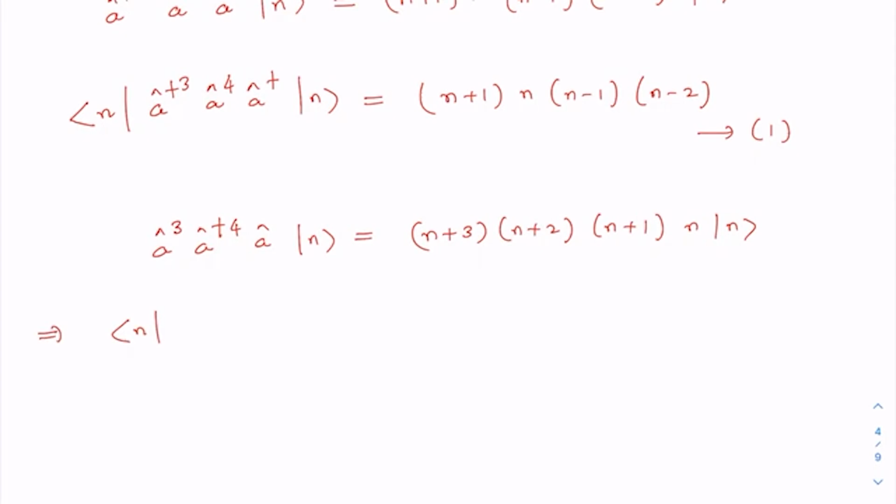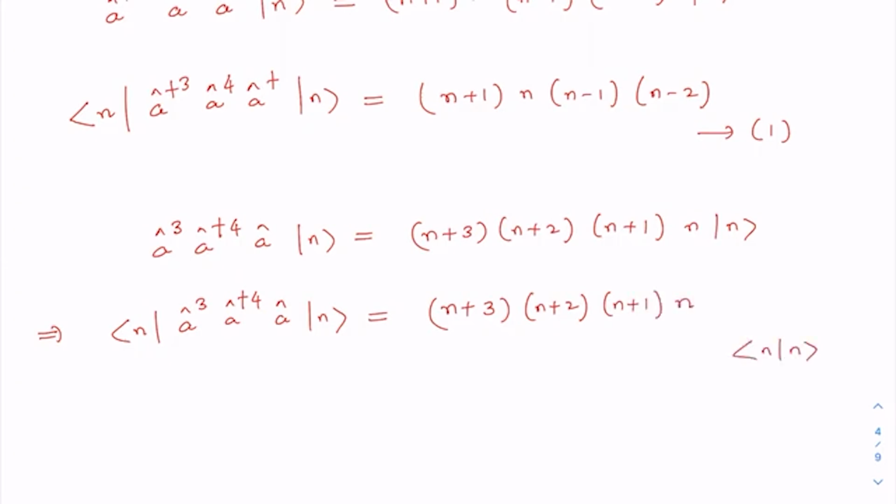From here, if I multiply it by bra n, then I will get a cubed a dagger to the power 4 a, that would be equal to (n plus 3)(n plus 2)(n plus 1) n, because we know that the norm is equal to 1. Let us say this is my equation number 2.